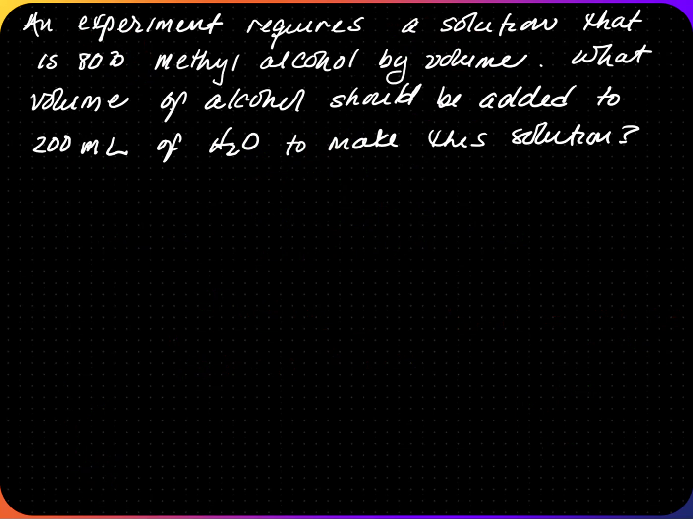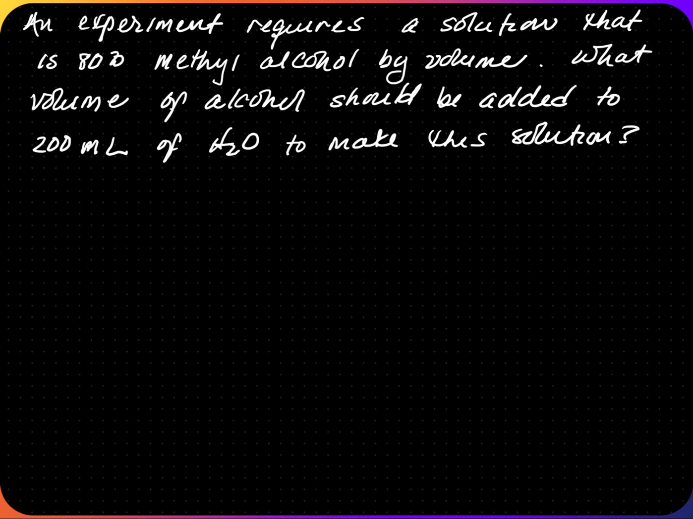Pause the video, try this problem on your own, and then check your answer. An experiment requires a solution that is 80% methyl alcohol by volume. What volume of alcohol should be added to 200 ml of water to make the solution?